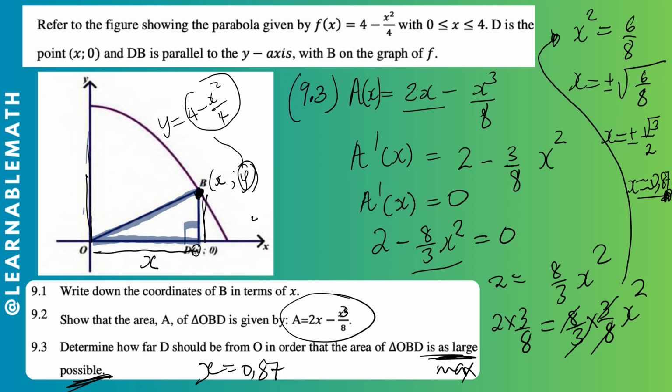So how far should D be from O? D should be 0.87 units away from O so that we can get the maximum area.